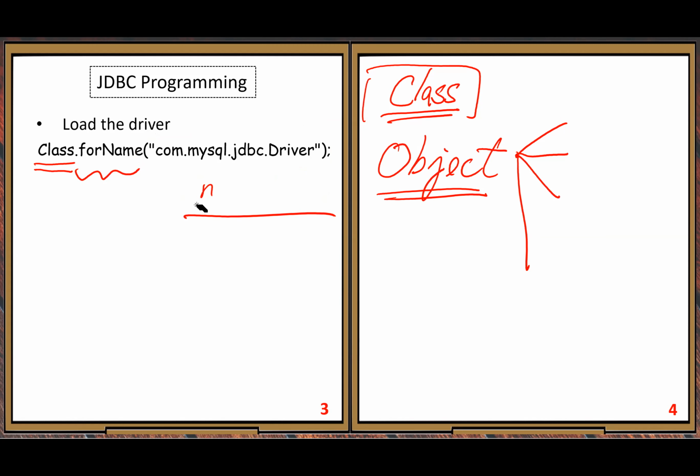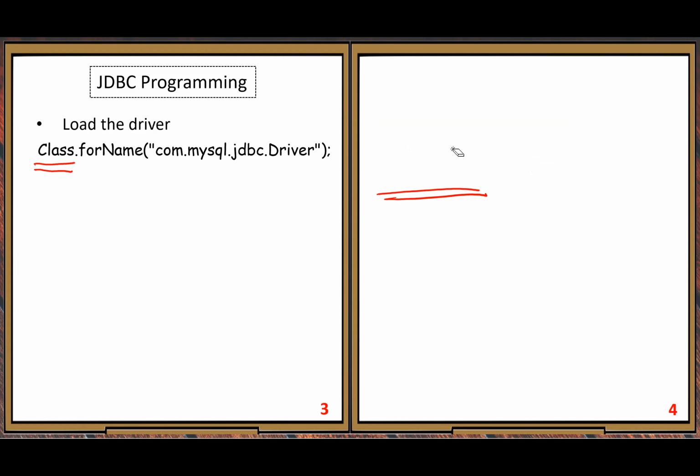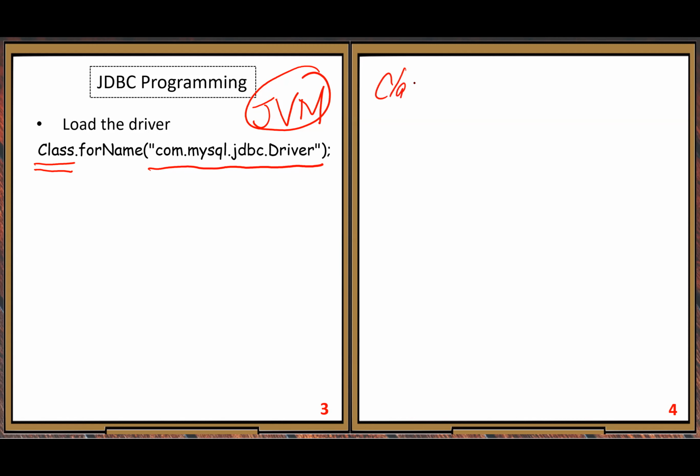But next, there is another question. With dynamic class loading, you specify the full path class name. But the question is, how does the JVM, Java Virtual Machine, find it? Here, there is a concept called the class loading concept.